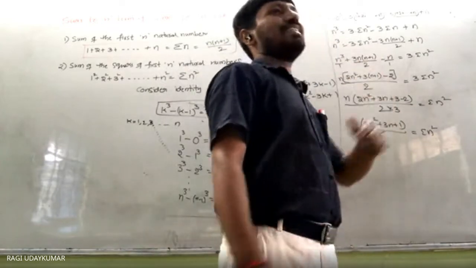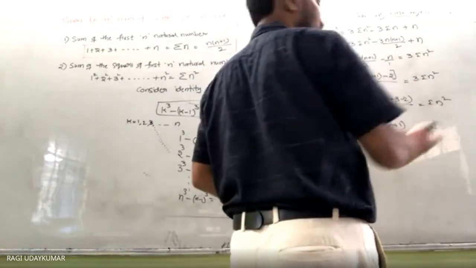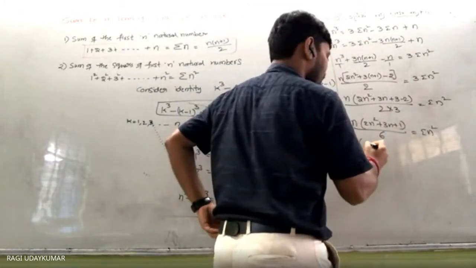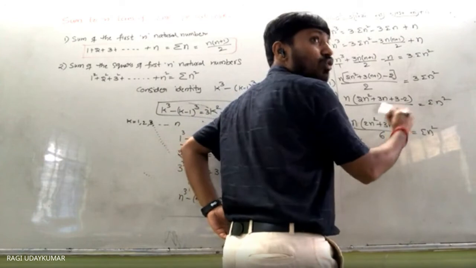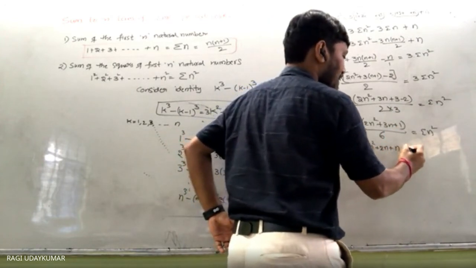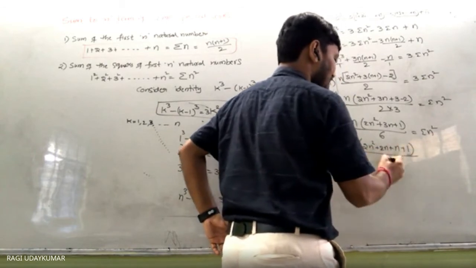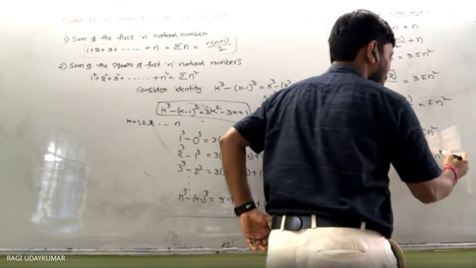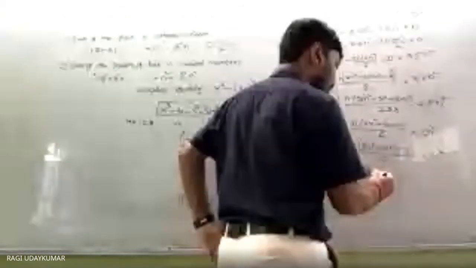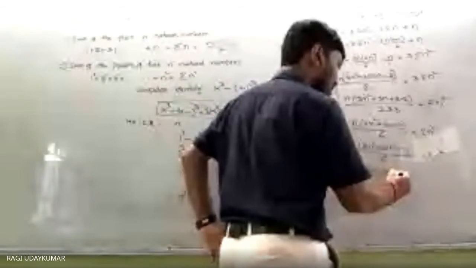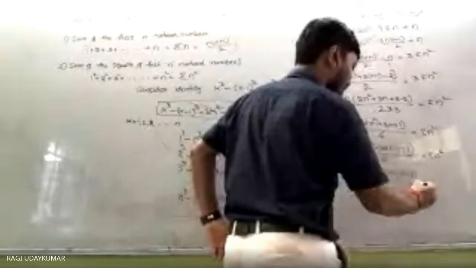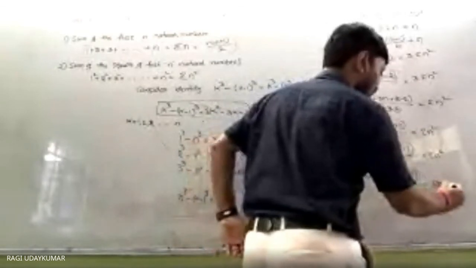Can we factorize this again? Yes, we can factorize this, because we can split it and write 2n plus 1. 2n square plus 2n plus n plus 1, by 6, is equal to sigma n square. So what do you get here? n into, from these two terms 2n take common, (n plus 1), and from plus 1 take common, (n plus 1), by 6 is equal to sigma n square.